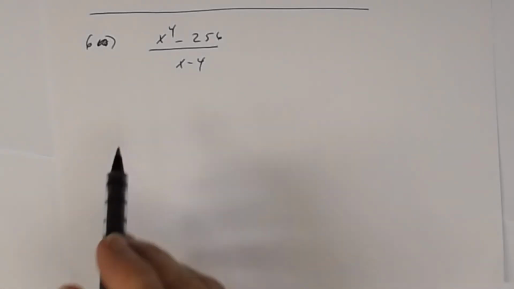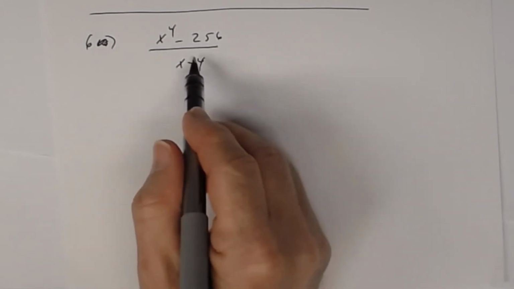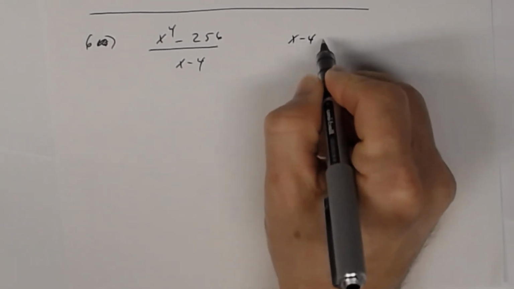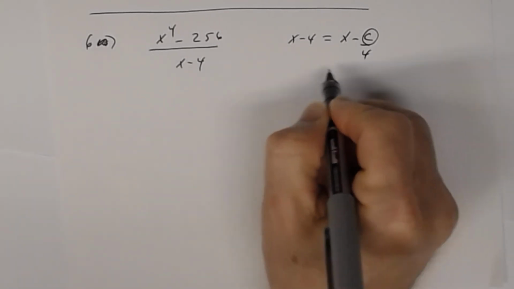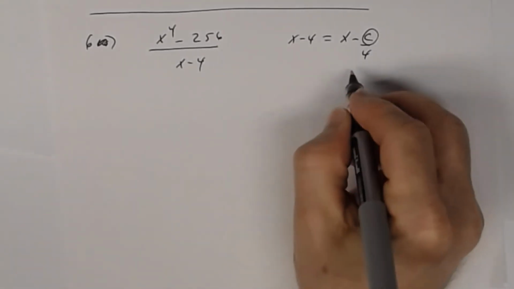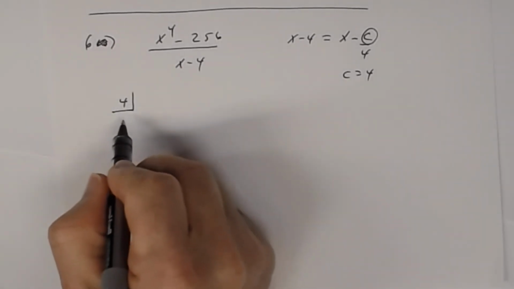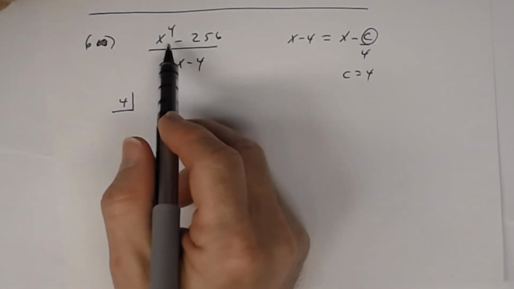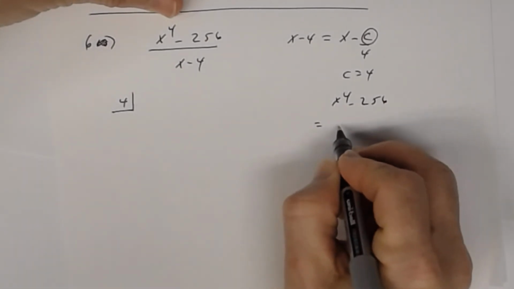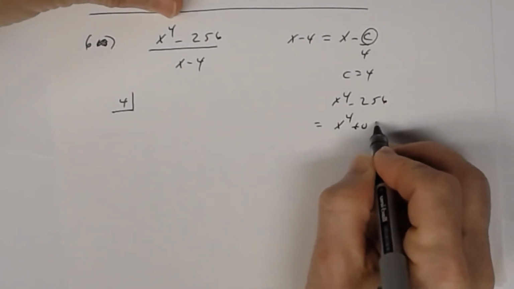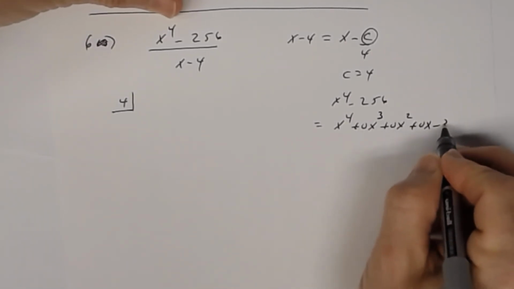All right, number 6, we have x to the 4th minus 256 divided by x minus 4. All right, so c in this case, if you think about your divisor, c in this case is 4, right? x minus c, so c is 4. So then you're going to put 4, then you're going to put your backwards L. Now be careful here. There are quite a few missing terms. So remember, x to the 4th minus 256 means the same thing as x to the 4th plus 0x cubed plus 0x squared plus 0x minus 256.